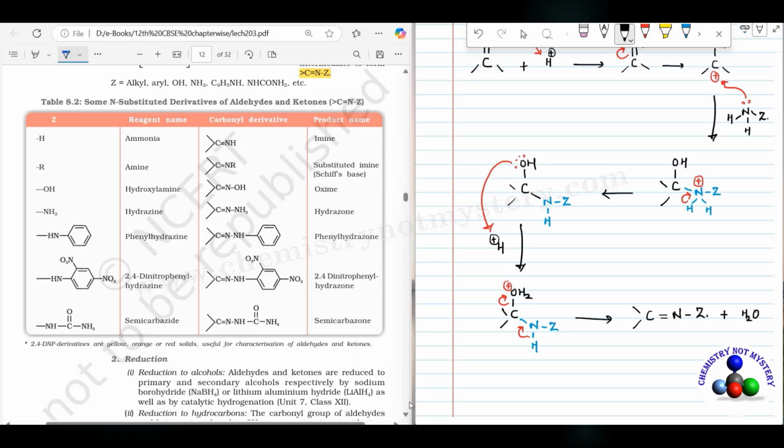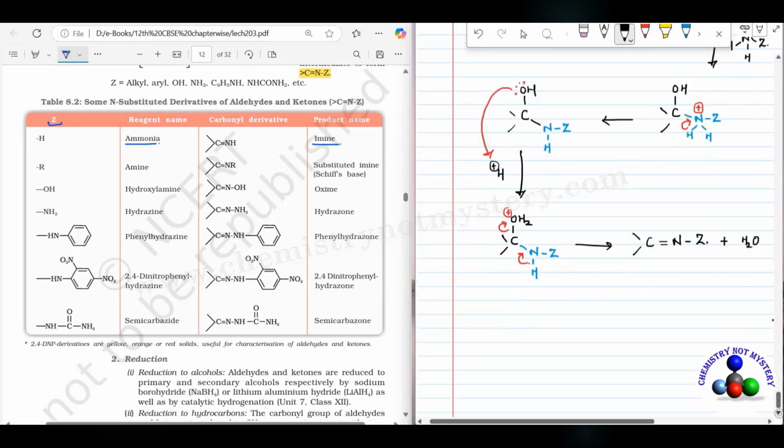Now let's examine table 8.2. Here there are different Z groups. If Z is equal to H, means it was ammonia. When the carbonyl compound reacts with ammonia, here you will get C double bond NH, and this is called an imine. So there is a short trick to get the product of this reaction.